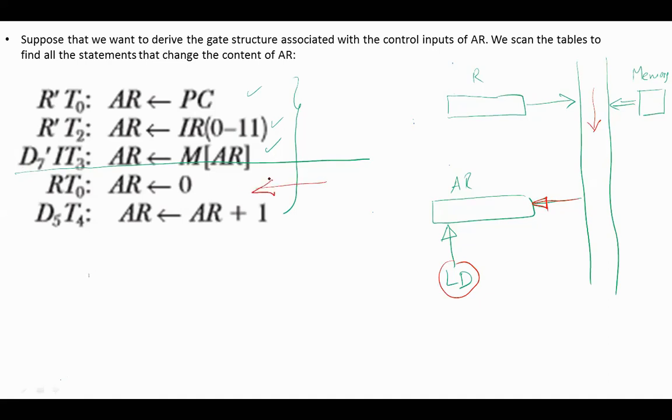The next instruction clears AR to 0. In this case, we have to apply a control signal to the clear input of the address register. And the last statement increments AR by 1. In this case, we have to apply a control signal to the increment input of the address register.